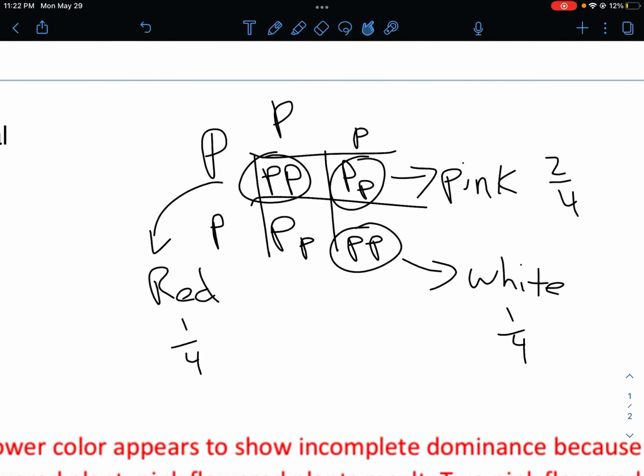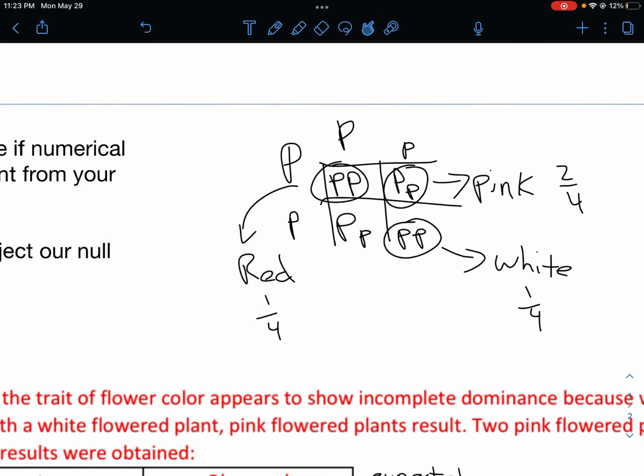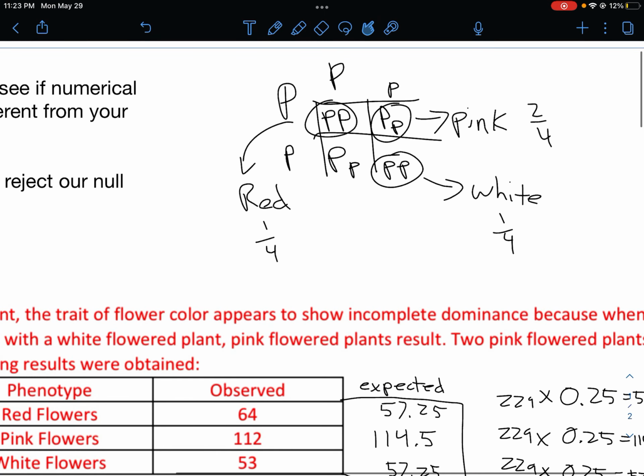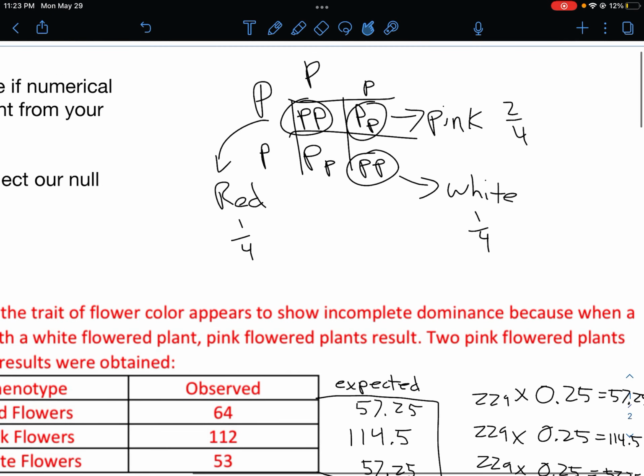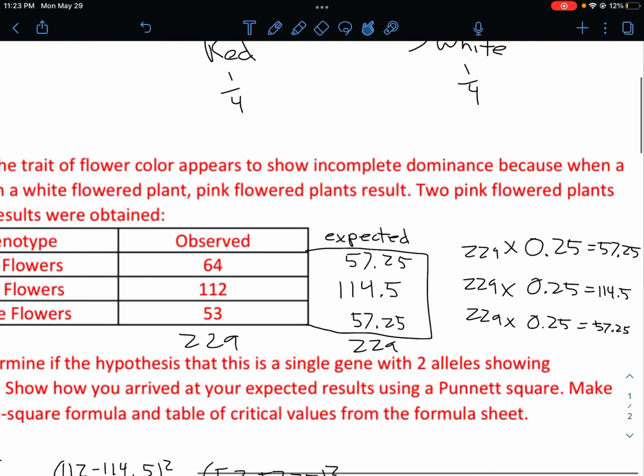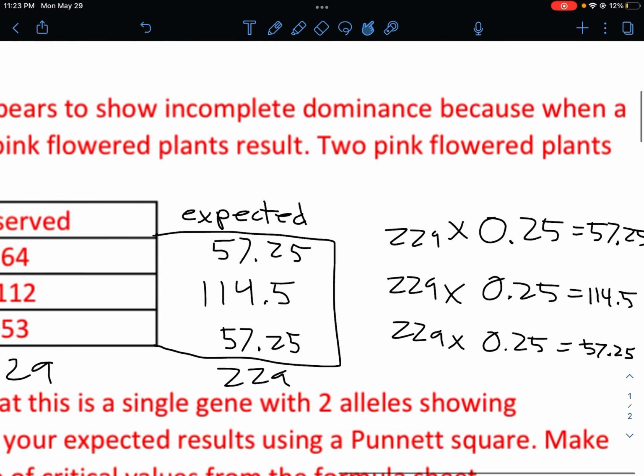So you use capital P, lowercase p, lowercase p. And then the capital P represents the red, and the lowercase p represents the white. So then you cross that, you get 1/4 red, you get a half pink, because capital P and lowercase p give you pink flowers, and then lowercase gives you white. So that's 1/4.